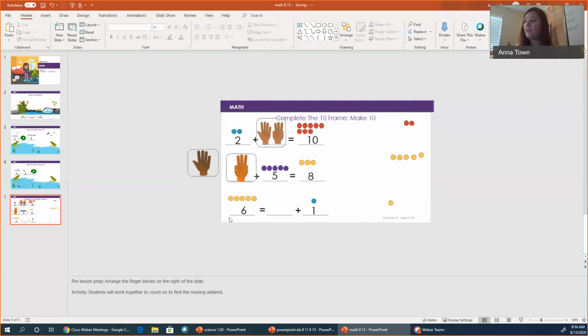Now we're going to count how many are left. 1, 2, 3, 4, 5. 5 counters are left, so we're going to pick the hand that has 5 fingers up, and we're going to count the fingers and the counter to make sure we get 6. 1, 2, 3, 4, 5, 6. And we do, so we know we are right.